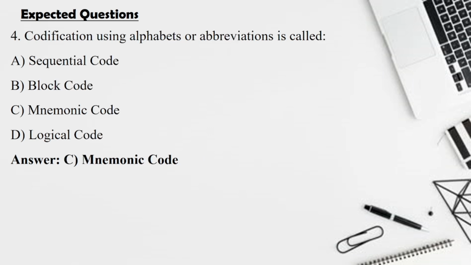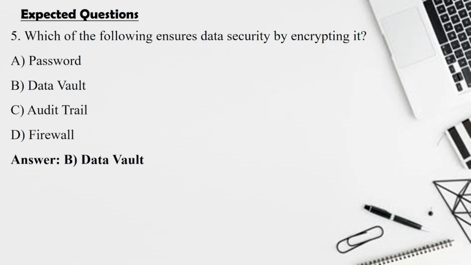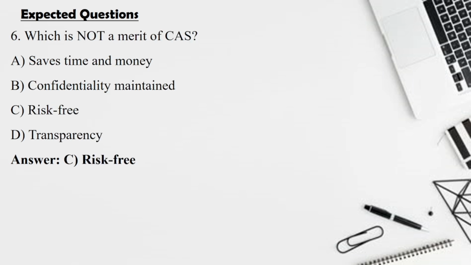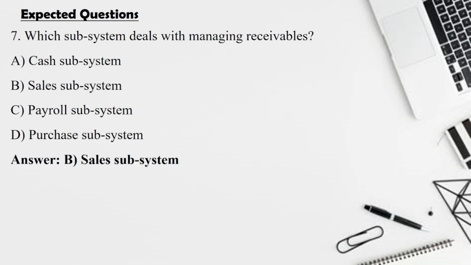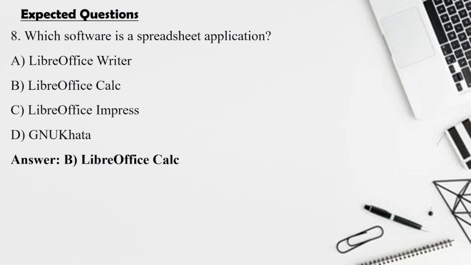Codification using alphabets or abbreviation is called mnemonic codes. Which of the following ensures data security by encrypting it? Data vault. Which is not a merit of computerized accounting system? Risk-free. Which subsystem deals with managing receivables? Sales subsystem. Which software is a spreadsheet application? Spreadsheet, LibreOffice Calc.